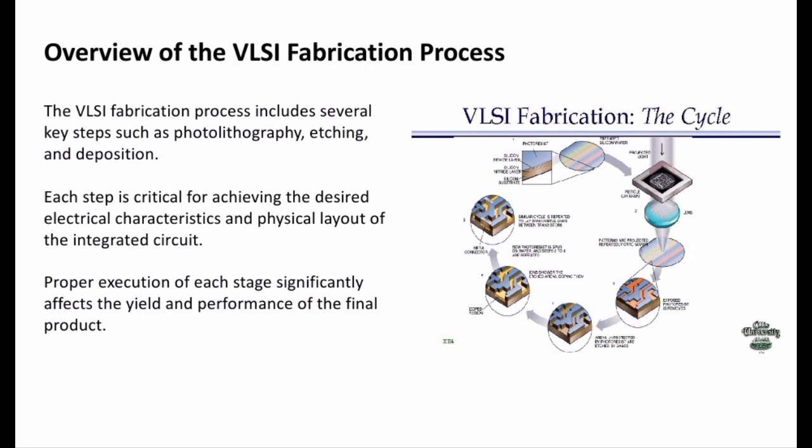Overview of the VLSI fabrication process. The VLSI fabrication process includes several key steps such as photolithography, etching and deposition. Each step is critical for achieving the desired electrical characteristics and the physical layout of the integrated circuit. The proper execution of each stage significantly affects the yield and performance of the final product. The fabrication cycle is given here in the figure. We can see it there.